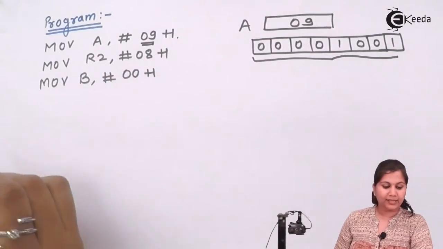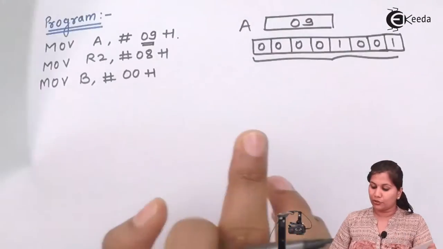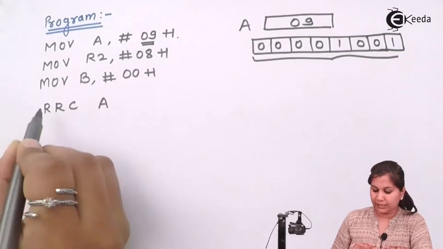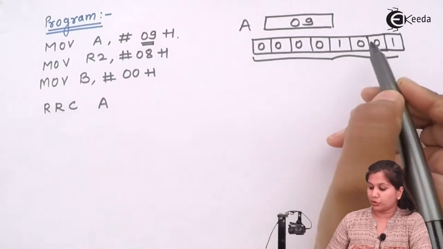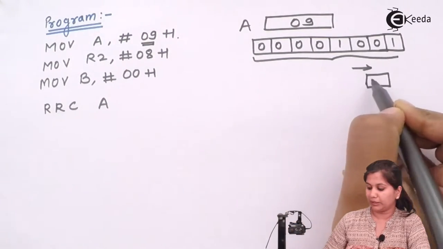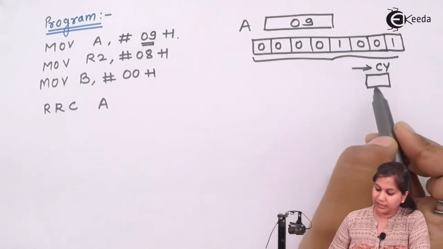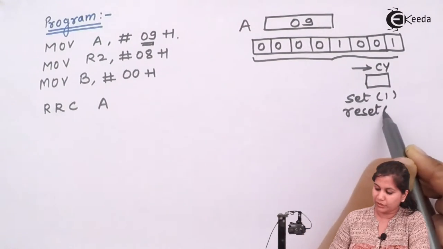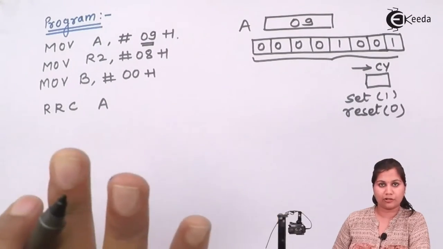Now, the next step in the flowchart was to rotate the accumulator along with the carry. So for the rotation we will use the instruction RRC A, that is rotate accumulator right through carry. The contents of the accumulator will be shifted to the right side and every bit will come into the carry flag. Now we will check whether the carry flag is set or reset. Set means it is 1 and reset means it is 0. Set means carry is generated and reset means carry is not generated.